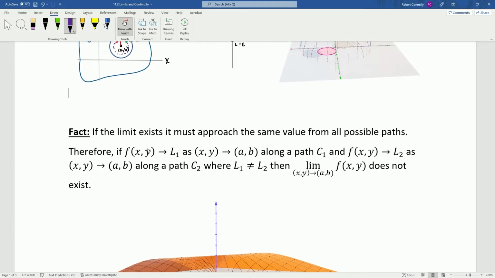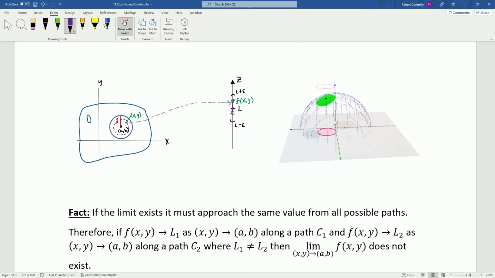So, fact. If the limit exists, it must approach the same value from all possible paths. Therefore, if f of x, y approaches L1 along a path C1 and f of x, y approaches L2 along a path C2, where L1 and L2 are not equal, then we would say that the limit does not exist.